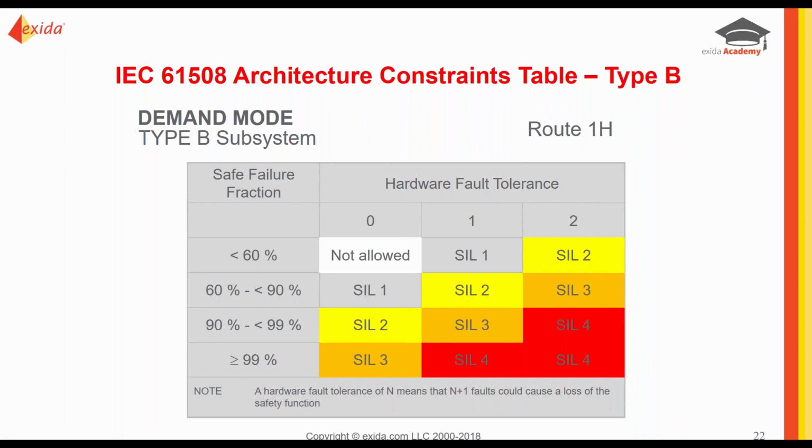But the good thing, normally type B devices have a higher safe failure fraction than type A. So normally you would fall in that 90 to 99 percentile. But this, you still need to do your safe failure fraction, and you still need to use this table, whether it's a type A or type B system.